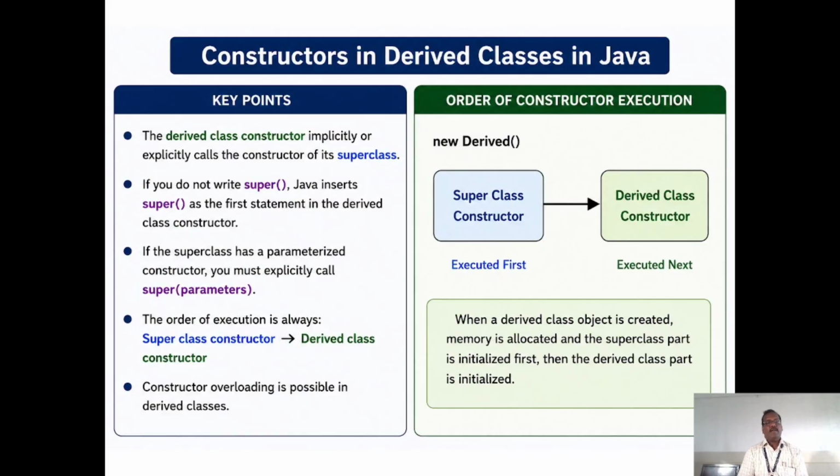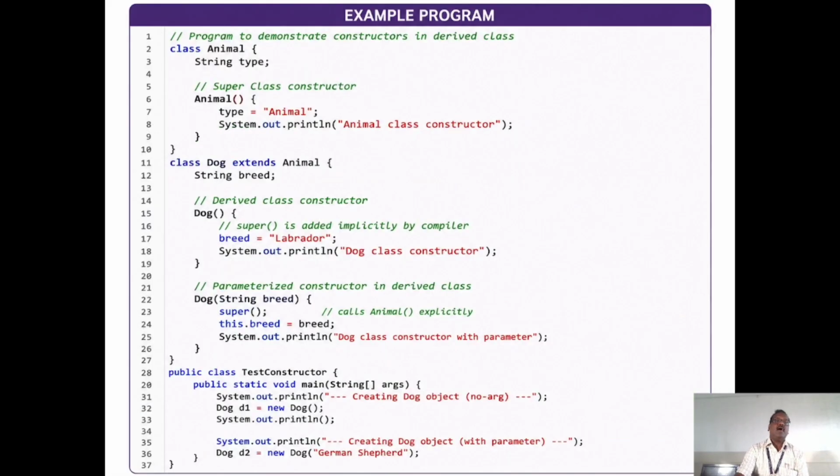Constructor overloading is also possible in derived classes. It is clearly given in this diagram. Look here. The superclass constructor will be executed first, and only then will the derived class constructor be executed. Now let me go for an example program and we will understand the concept.